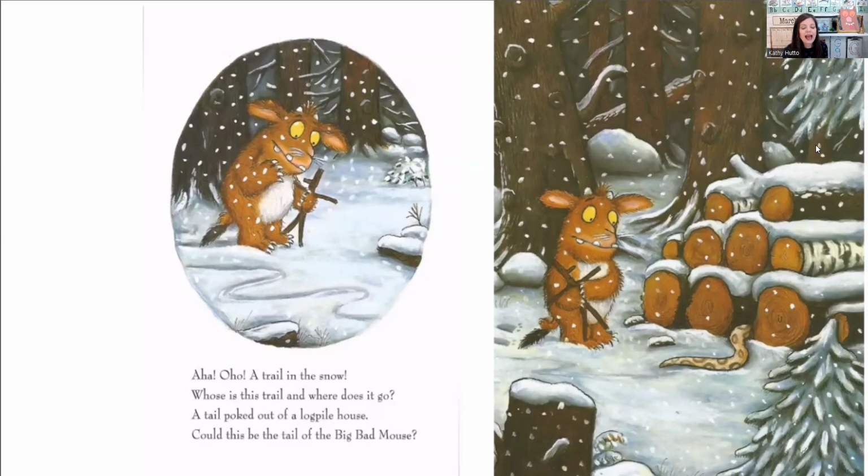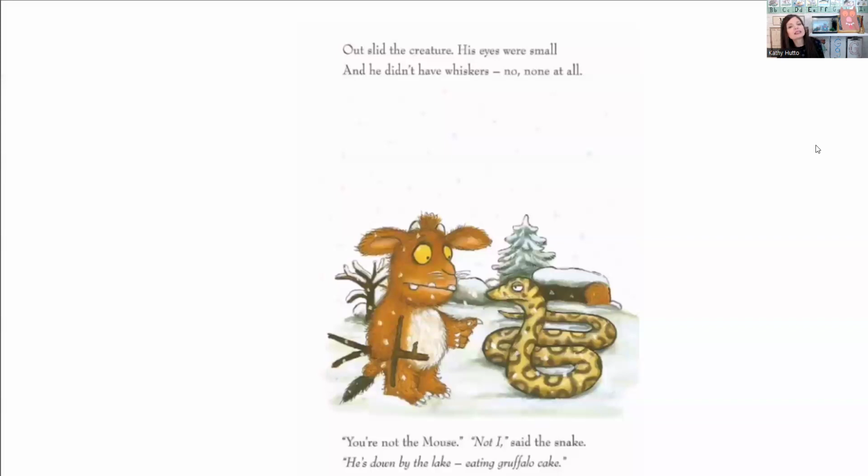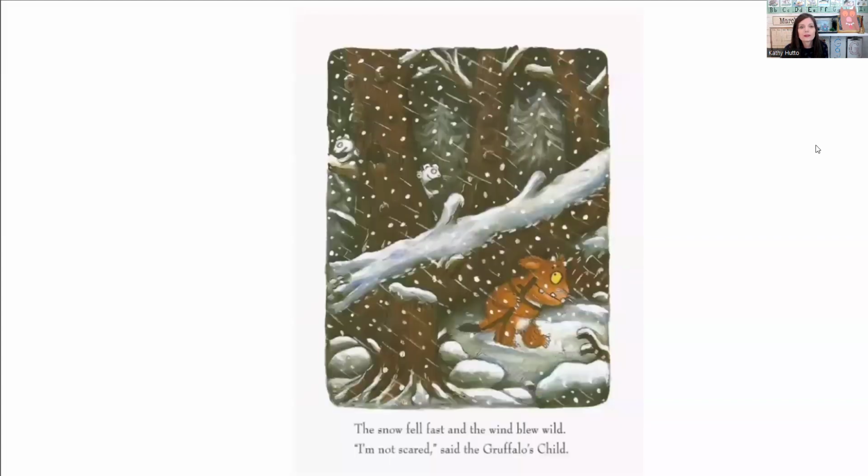A tail poked out of a log pile house. Could this be the tail of the big bad mouse? Out slid the creature. His eyes were small, and he didn't have whiskers. Nope, none at all. You're not the mouse. Not I, said the snake. He's down by the lake, eating Gruffalo cake. The snow fell fast and the wind blew wild. I'm not scared, said the Gruffalo's child.